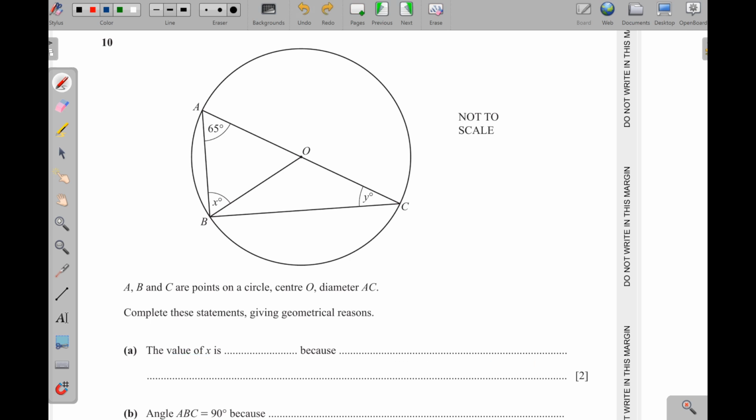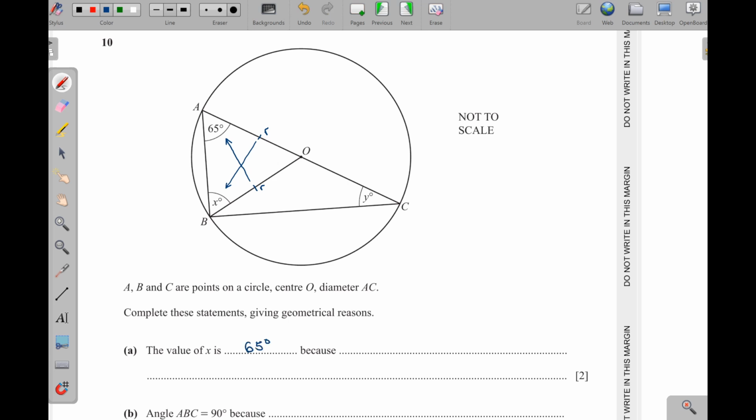Okay, when you look at this triangle here, AOB, you can see that this one here is a radius and this one here is also a radius, from the center to the circumference, center to the circumference. Are we there? Then you can see that these sides are the same, so look at the angles that are opposite to them. These angles also are supposed to be the same if these sides are the same. So that means x has to be equal to 65 degrees.